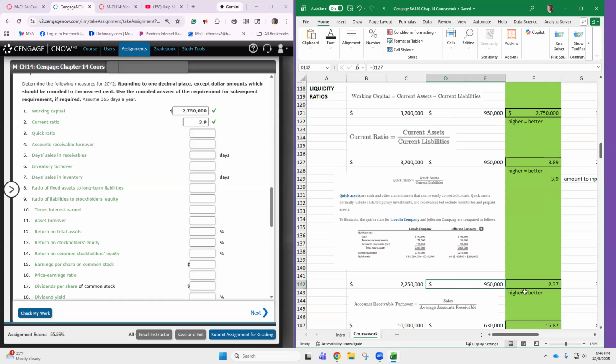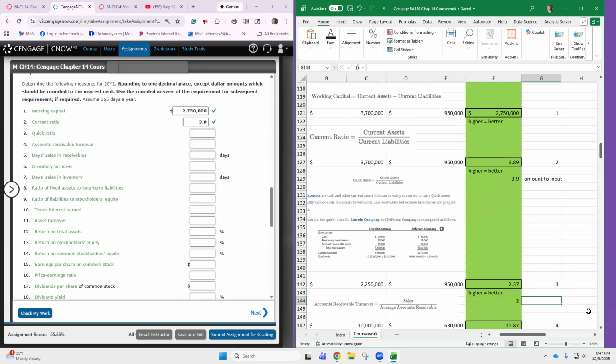Okay, current liabilities. I got 2.37, but I'm going to have to turn that into one decimal. So 2.4 should be the amount that I input. Okay, amount to input. And I will change that amount to input. Make sure you change it to one decimal place. There it is. Okay. So 2.4 goes in for mine, and you need to calculate yours.